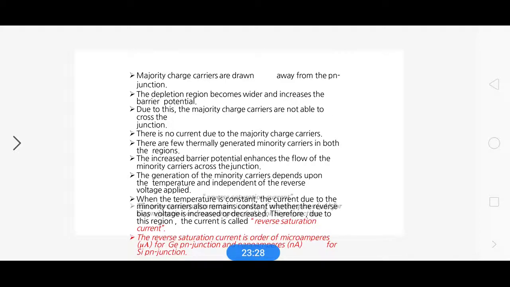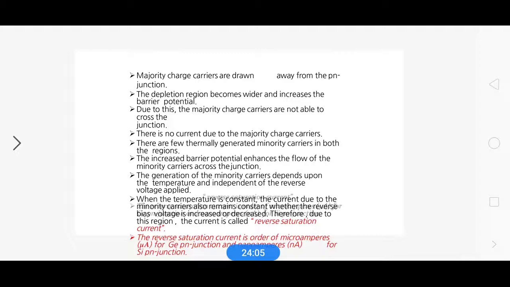So due to this, the majority charge carriers are not able to cross the junction. All are moving away from the junction. So there is no current due to majority charge carriers. They are not crossing the junction. There is no movement of the charge carriers across the junction in the PN diode. They are moving towards the battery. So no current exists in the PN diode due to majority charge carriers.